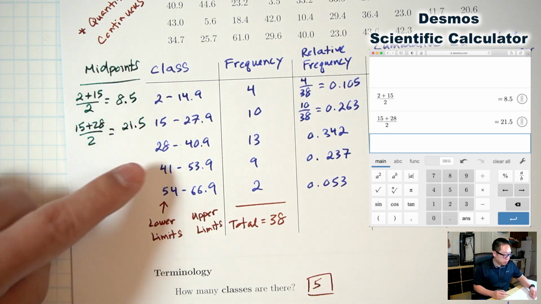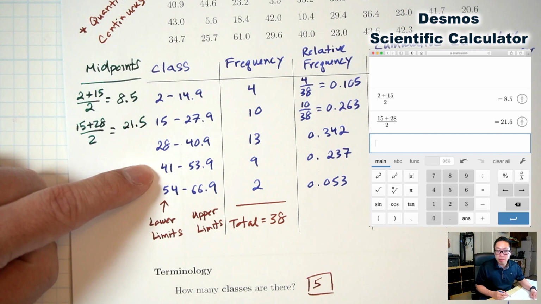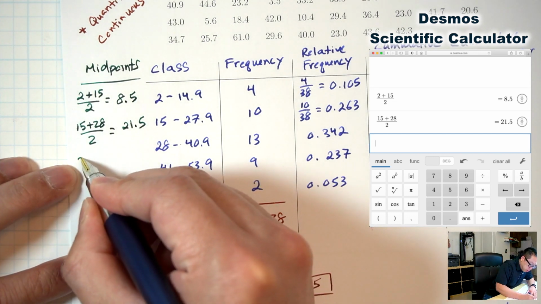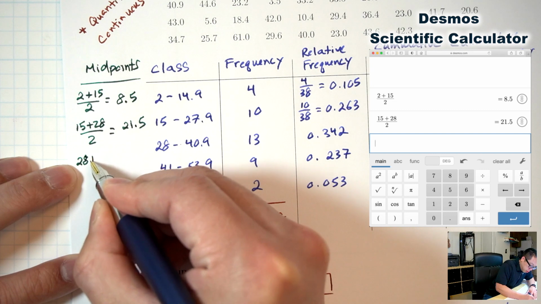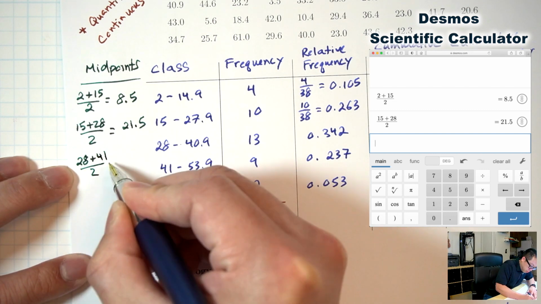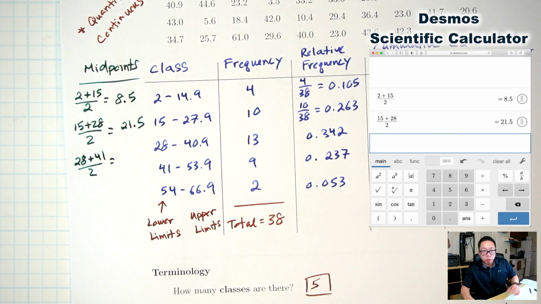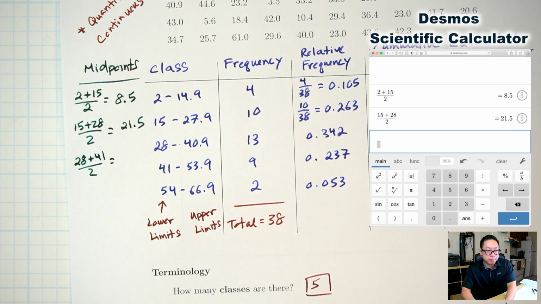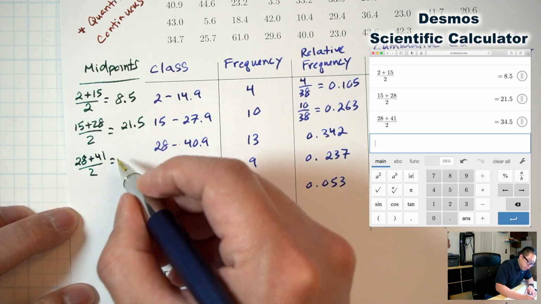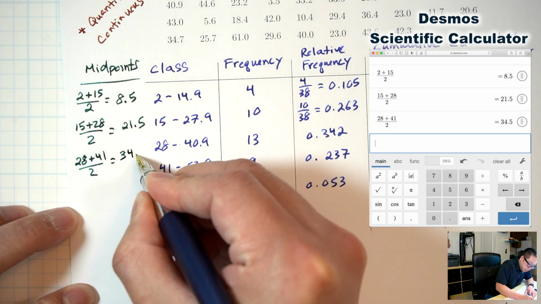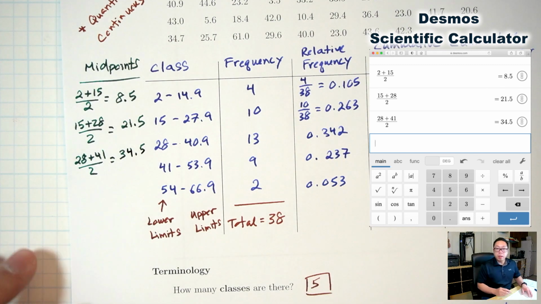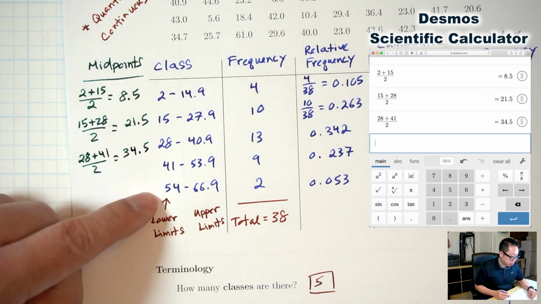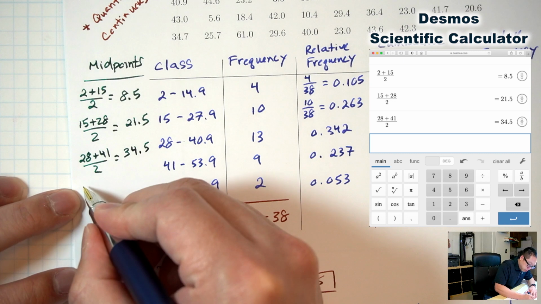The next one, 28 plus 41 divided by 2, is 34.5. Next one, 41 plus 54 divided by 2.